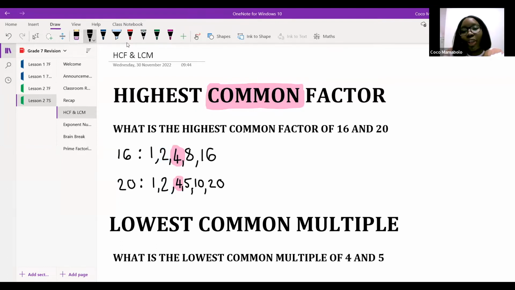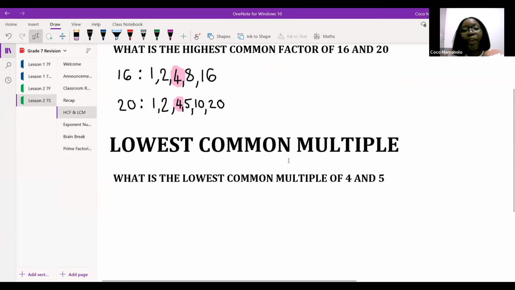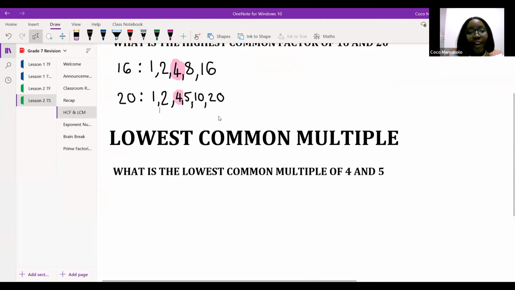Now we're going to look at the lowest common multiple of 4 and 5. So first thing you're going to do is list all the multiples of 4. Remember, guys, when we're looking for the multiples, we're going to multiply. So 4 times 1, 4 times 2, 4 times 3, 4 times 5, like that.